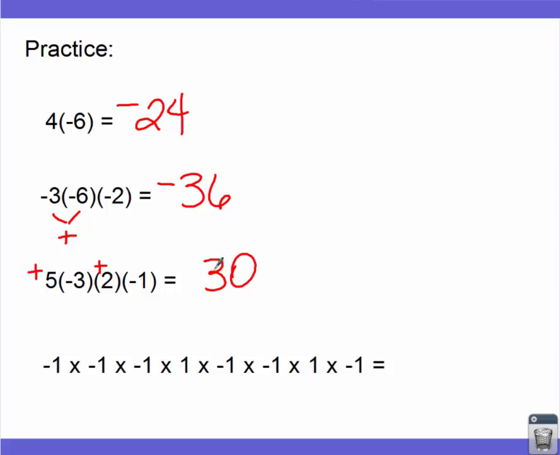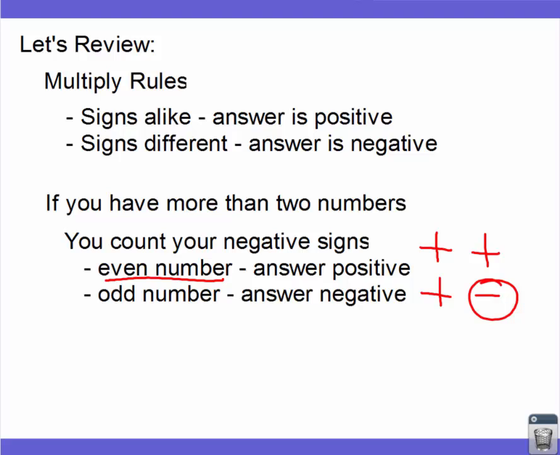And the last one, the most fun one of all. -1 times -1 times -1 times 1 times -1 times -1 times 1 times -1. Well, I hope you know that all the ones mean it's just 1. But now we go through and we count our negatives. Here's 1, 2, 3, 4, 5, 6. 6 negatives makes it positive. And again, you don't have to have the positive. So, for multiplying, all you do is multiply your numbers. And then you come back and you count your signs. If you have an even number of negative signs, your answer is positive. Odd number of negative signs, your answer is negative.